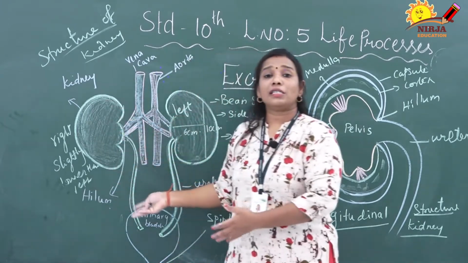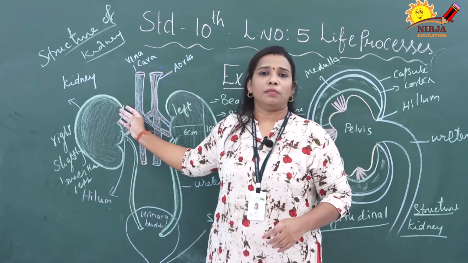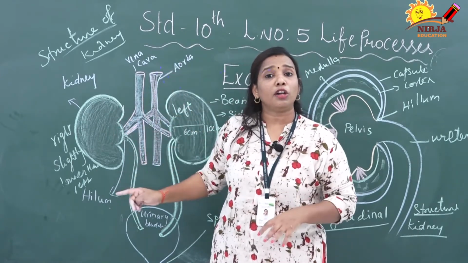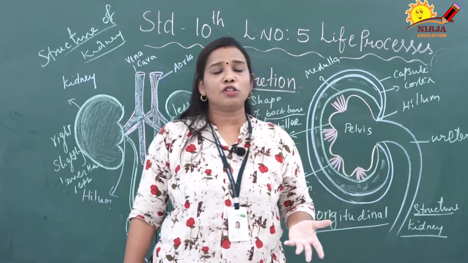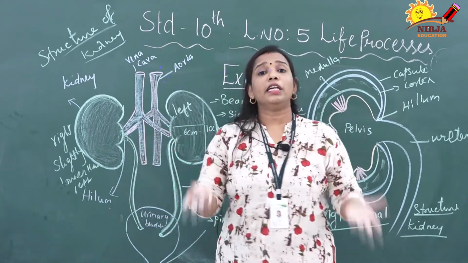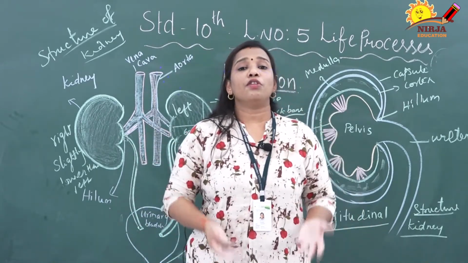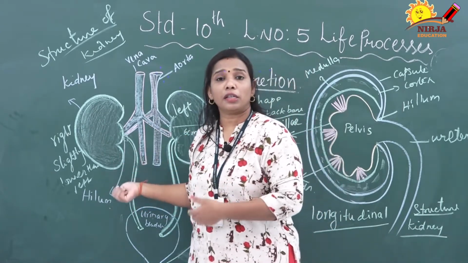So, the nephron is the structural and functional unit of the urinary system, the structural and functional unit of the kidney. Cell is the basic structural and functional unit of a living organism. Same like that, the kidney is made up of kidney cells. That is the nephron. So, nephron is the structural and functional unit of the kidney or urinary system.